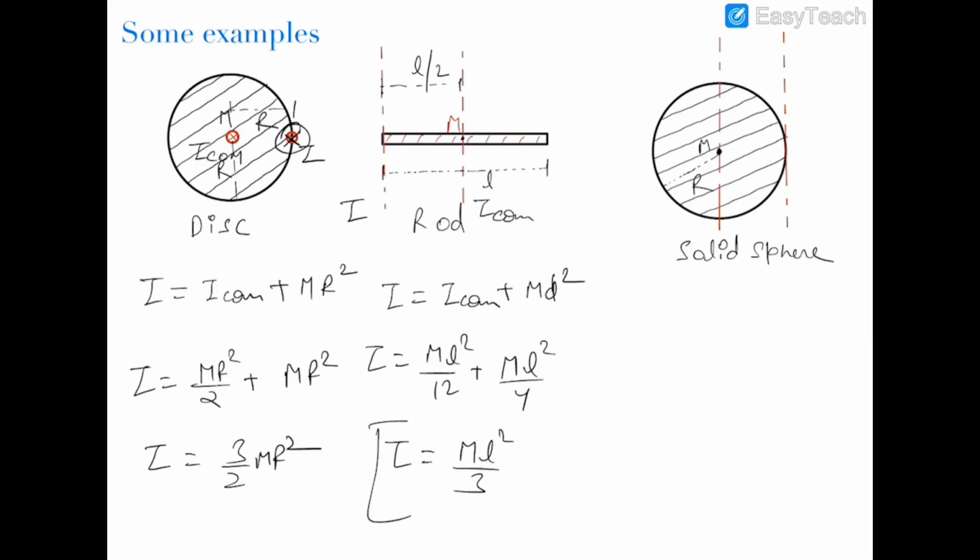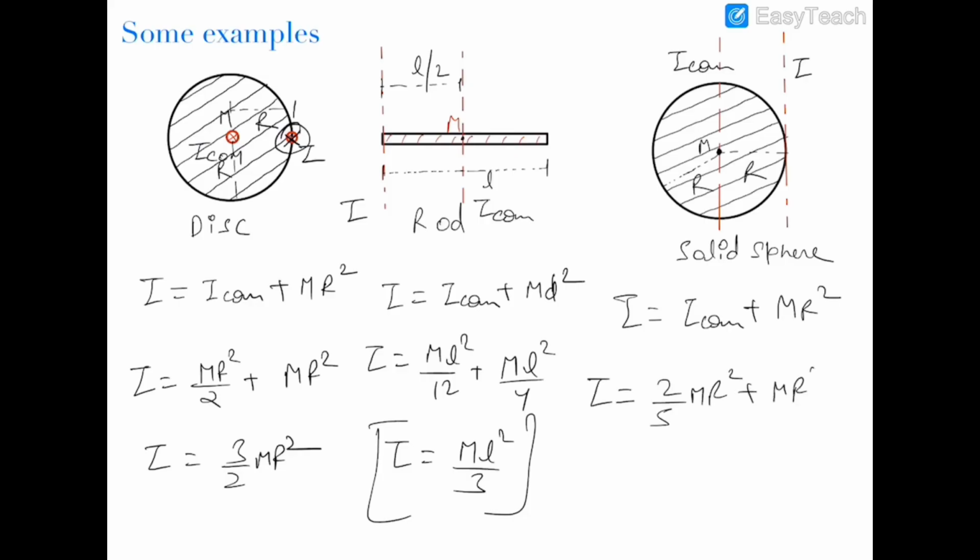Now for the solid sphere, you can see that the moment of inertia about this axis is, let's suppose, I, and about this axis is I_COM. So I is equal to I_COM plus m, this distance is r, so mr². So I is equal to I_COM, which is 2/5 mr², plus this mr². So I is equal to 7/5 mr².